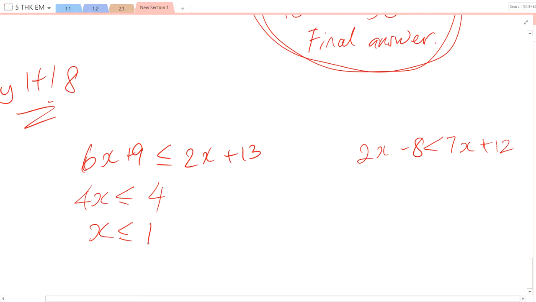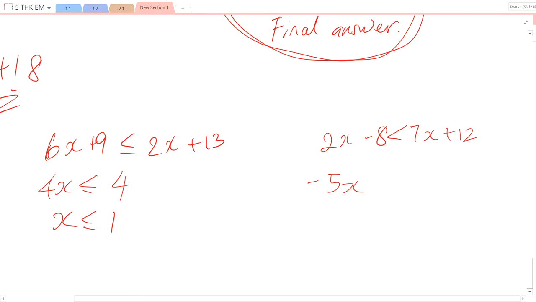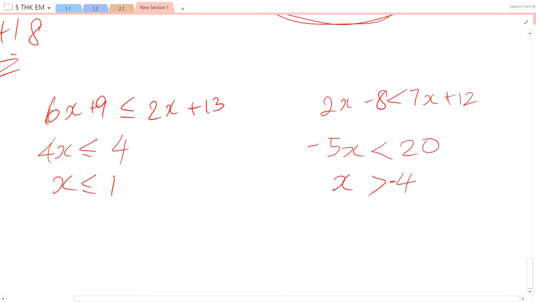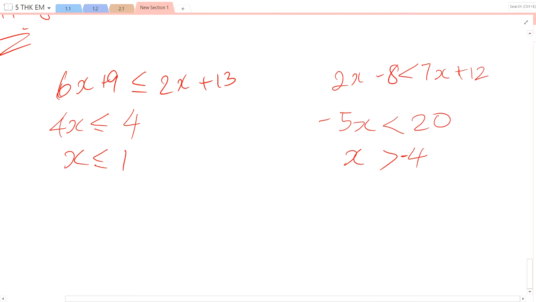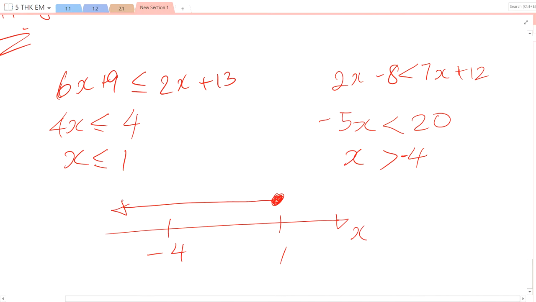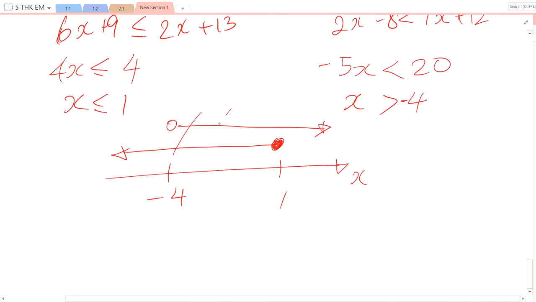On the other side, we've got negative 5x less than 20. X is greater than 4. Negative 4, yes, I always make this mistake. Okay, x is greater than negative 4. So put them all on a number line. X, negative 4 over here, 1 here. X is less than or equal to 1. X is greater than negative 4. Okay, so clearly we see that this is my area of intersection.